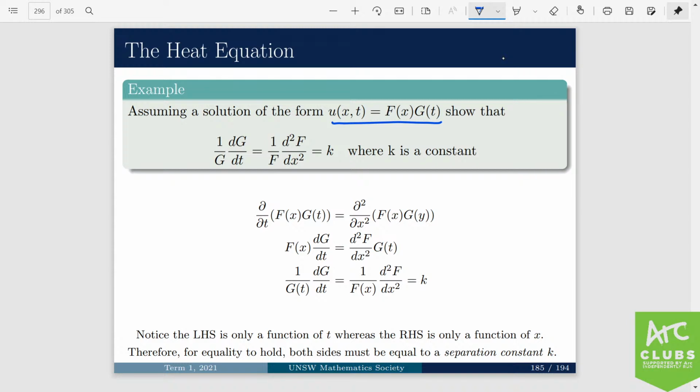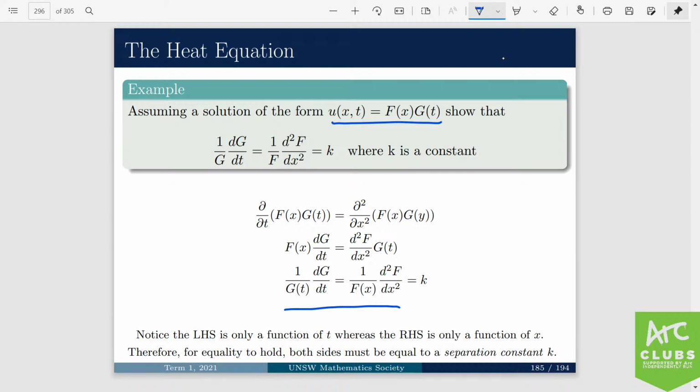Now we take the derivatives as per usual. So this is a function of x, this is a function of t. So when we do our derivatives on the left-hand side, this is what we get. And then for a similar reason on the right-hand side, this is what we get. So we have those two expressions there. Now, what we can do is move the g of t and the f of x over to the opposite sides, and then we get this expression.